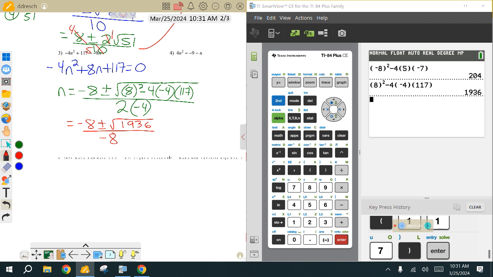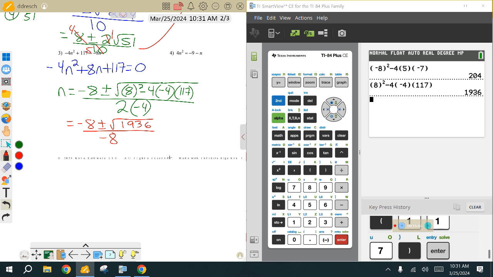That 1936 is going to get a special name in just a moment. That b squared minus 4ac gets a special name. I'll talk about it after this problem. The discriminant. Okay? Now, let's deal with that square root.